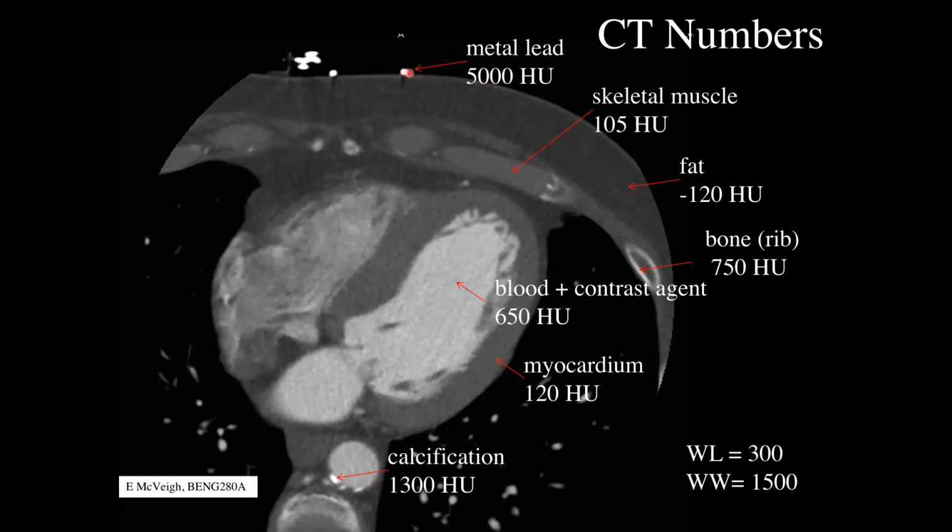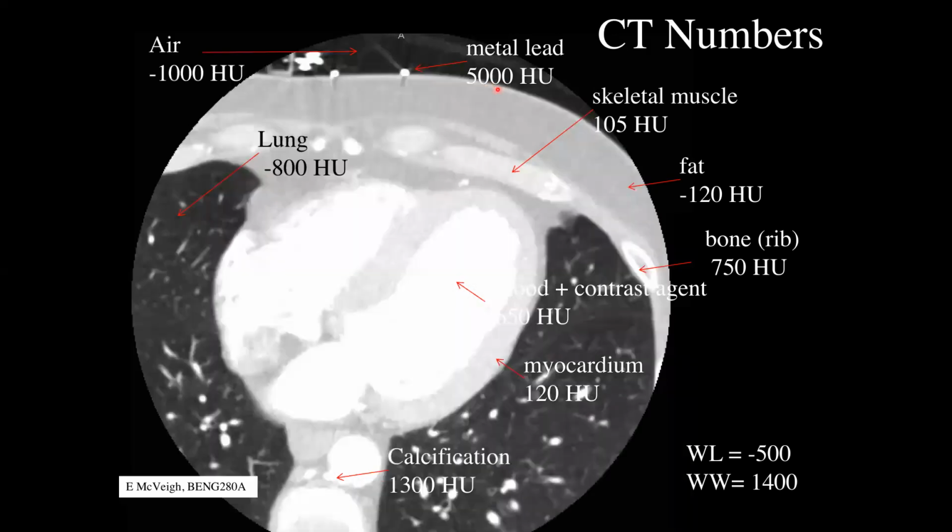This thing here is an ECG lead. So it's a metallic cable lying on the patient's chest. And most metals attenuate X-rays very well, one, because they're very dense. Okay, the metal is a very dense material. And so the Hounsfield unit there is 5,000.